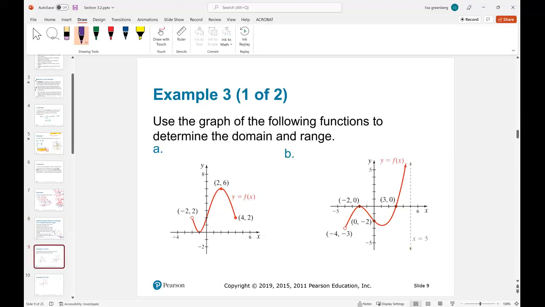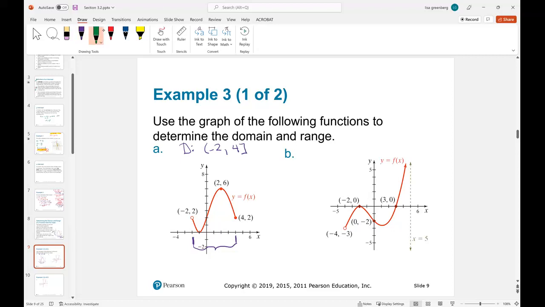So let's do one that they're not telling us an answer for. So use the graph of the following functions to determine the domain and range. Okay, so let's start with our domain. And I can see that I'm going from here to here. The smallest value is -2, the largest value is 4. But I do have an open circle at -2, which means that I do not include -2. And it goes all the way to 4, and I do include 4. Okay, so that's my domain from here to here.